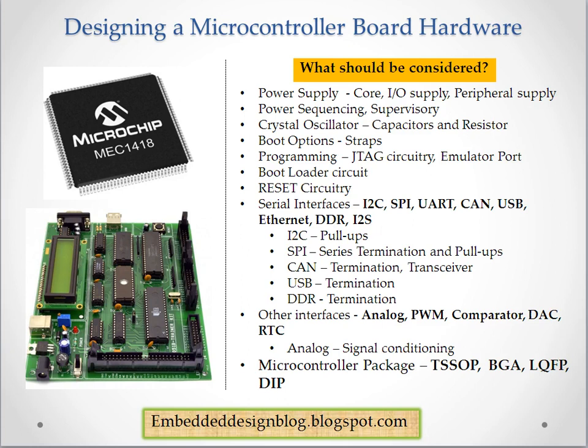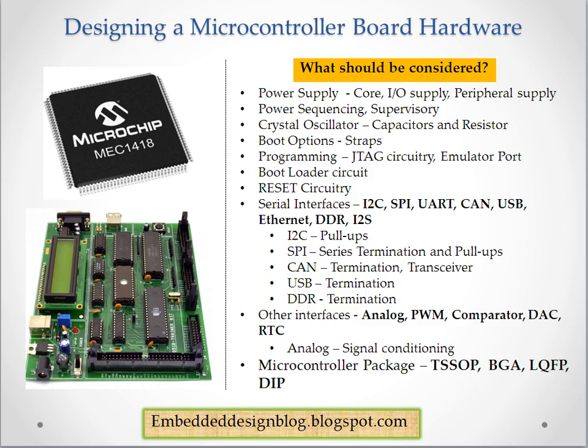When you look at these on the hardware level, for I2C you have to take care of pull-ups on your board. For SPI, you need pull-ups for the clocks, and series termination if you are running them at very high speed, like 50-60 megahertz. CAN requires an external transceiver to the microcontroller along with a termination of 120 ohms. USB also requires a termination, which is 90 ohms. And for DDR, based on the type of DDR, your termination will vary. So on the hardware side, you have to take care of all these terminations.